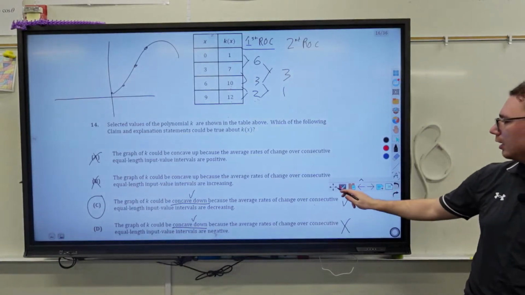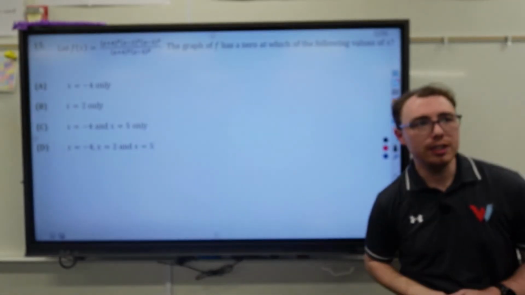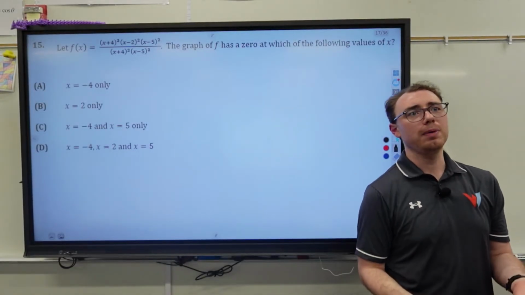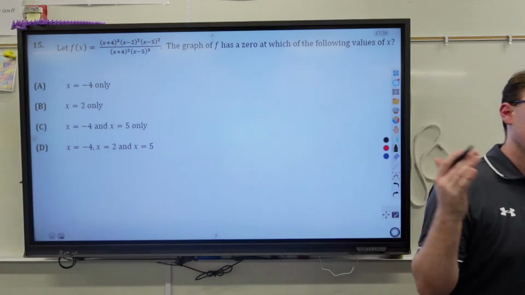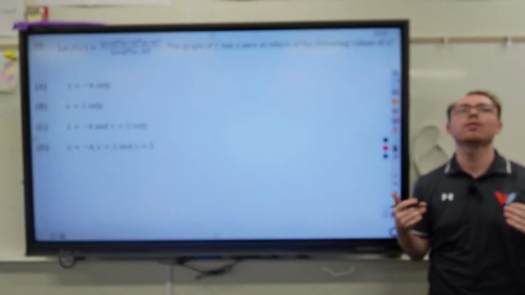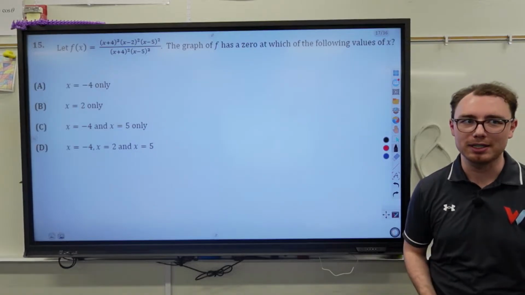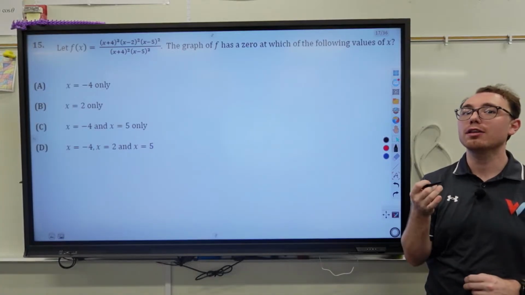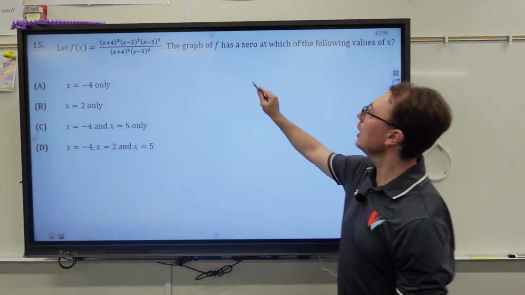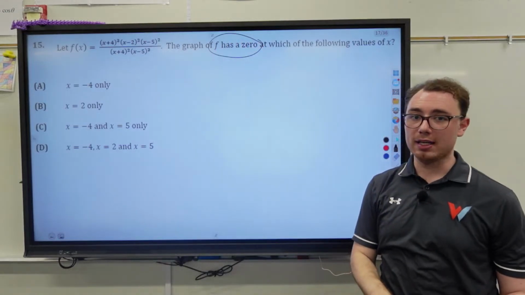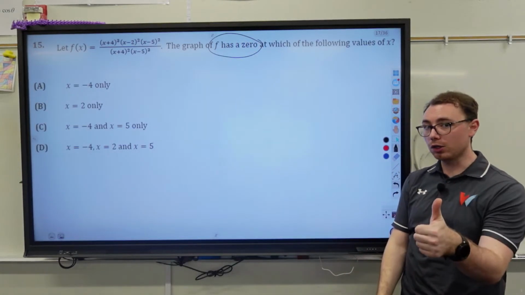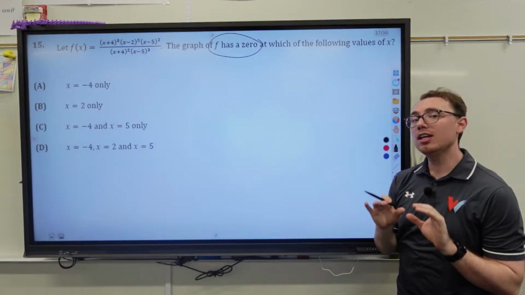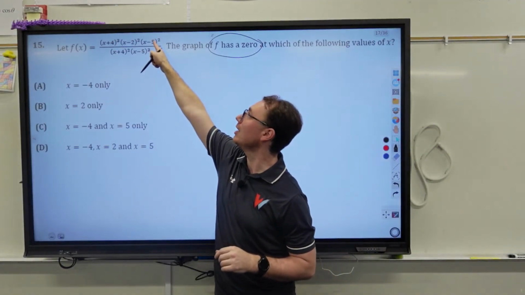We're now going to take a look at example 15. For example 15, we're going to let f of x equal this problem here, x plus 4 to the third power times x minus 2 to the second power times x minus 5 to the second power, all over x plus 4 to the second power times x minus 5 to the third power. The graph of f of x has a 0 at which of the following x values? Now when we're trying to find a 0 for f of x, it cannot be a vertical asymptote and it cannot be a hole. A 0 for this graph is where the numerator has a unique 0.